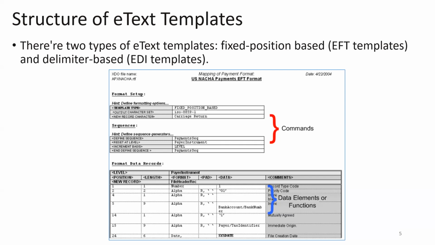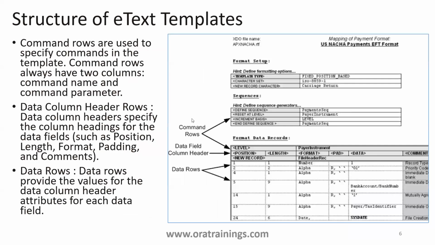Here, if you observe, this is a sample example of an eText template. At the top level, we have a command section, and then we have a data elements or function section. Here you can see the command row section, data field, column header, data rows, and all these things. So this is a very simple, initial overview of an eText template. We are not going deeper into these because it has a large number of commands to discuss. So today in this session, we'll just try to understand the set of commands.